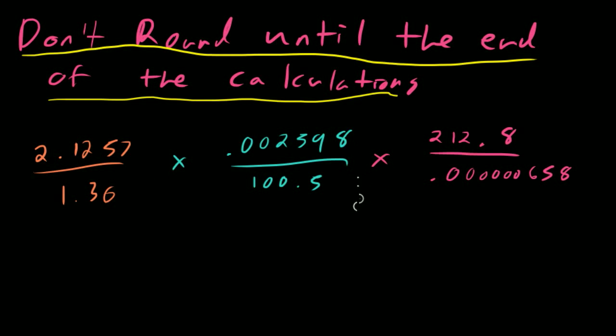So I think I worked this out just before the video, just before I hit record, and I think this should work now. So we've got this expression: 2.1257 divided by 1.36 multiplied by this expression, divide by that expression, multiplied by this, divide by this. And I should have used scientific notation here, but this will be easier to put into the calculator. It's 0.000000658.